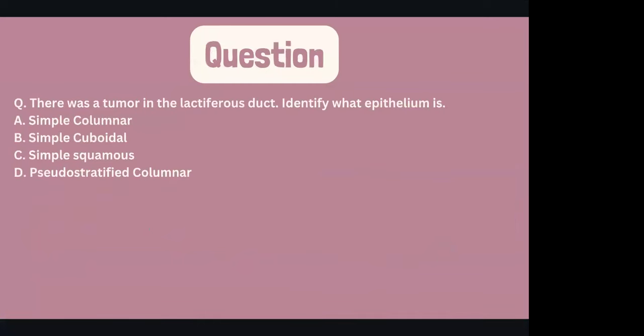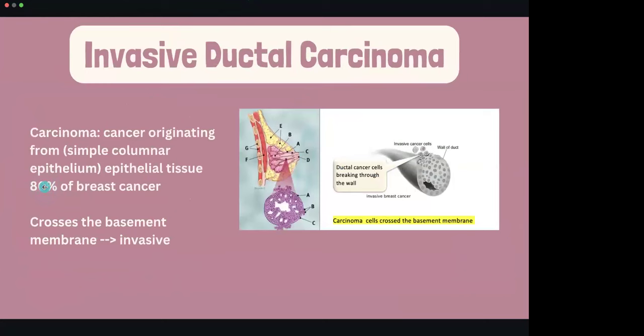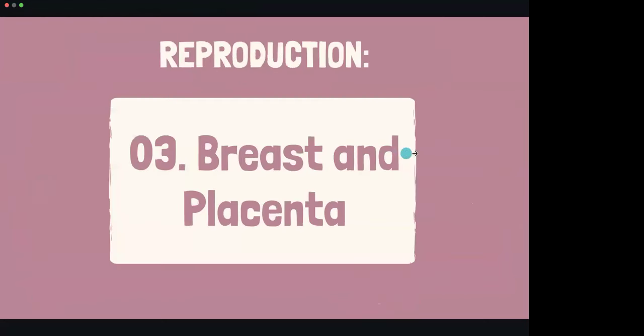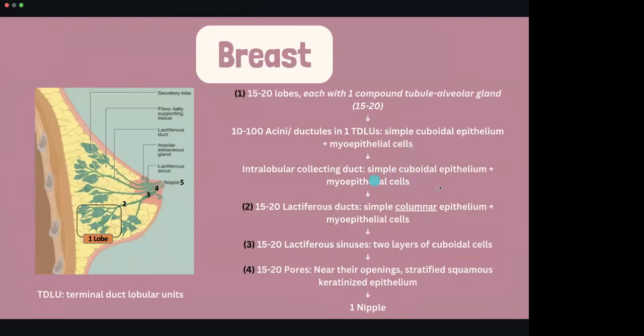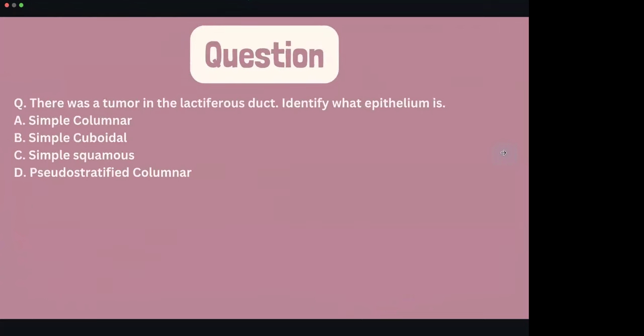Now, here's a question for you guys. There is a tumor in the lactiferous duct. Identify what type of epithelium it is. I'll give you guys a second. It is simple columnar because we said it moves from the lobule to the duct, from cuboidal to columnar. Here, cuboidal, and then it becomes columnar. So this is very important, like change. So make sure you remember that.